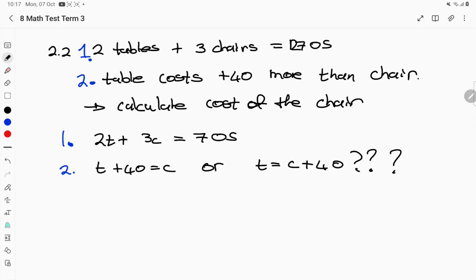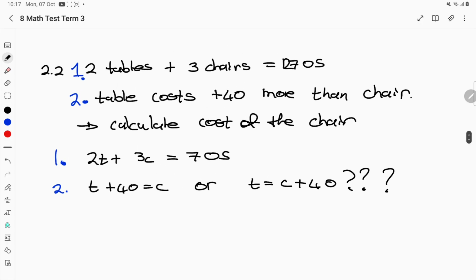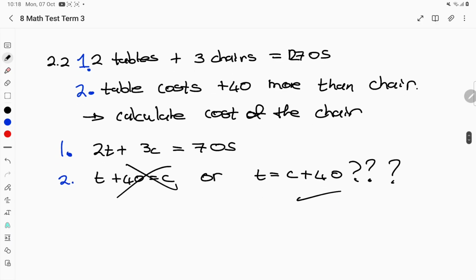Yeah, so the trick is to identify which one of these is correct. So this one, if you read it, says chair equals table plus 40. But we said table's 40 more than chair. So table equals chair plus 40. Table's equal to whatever the chair's value is plus 40. So the table costs 40 more than the chair. So this is the correct one to use and not the other one.